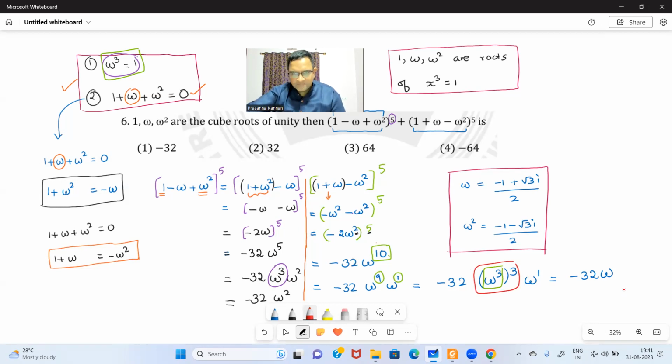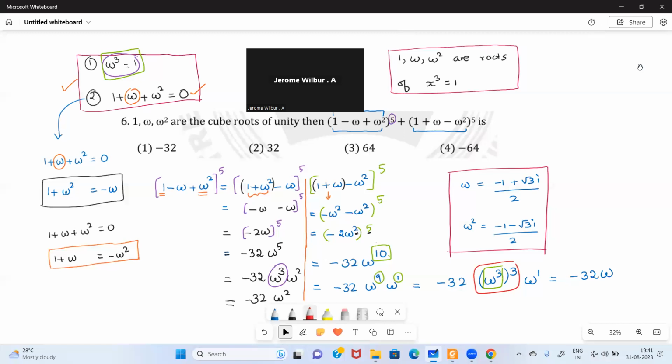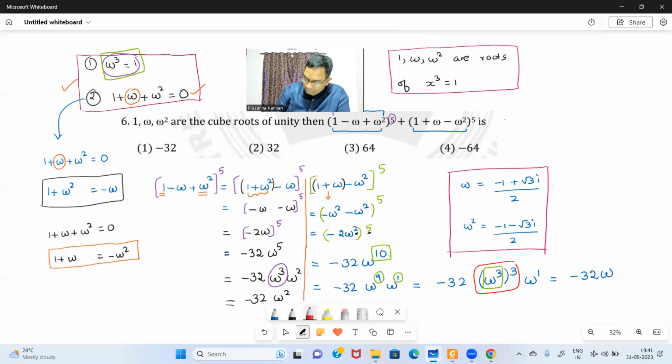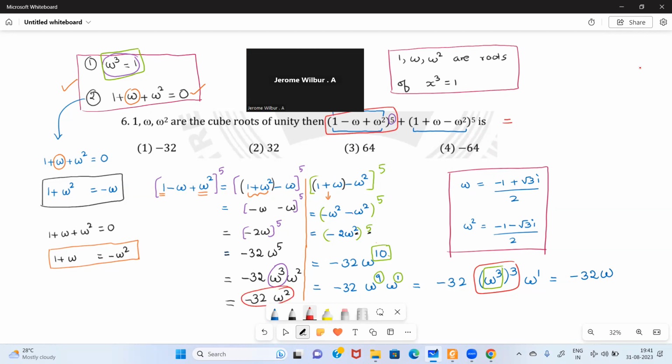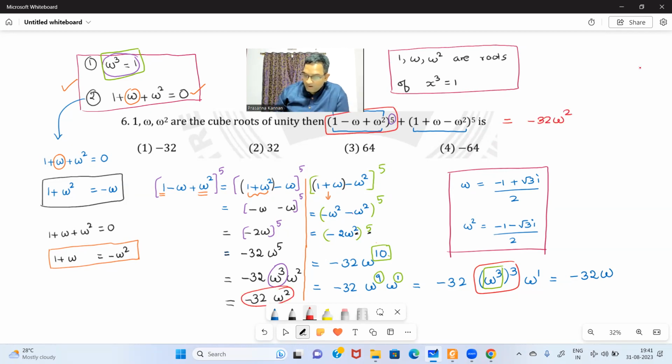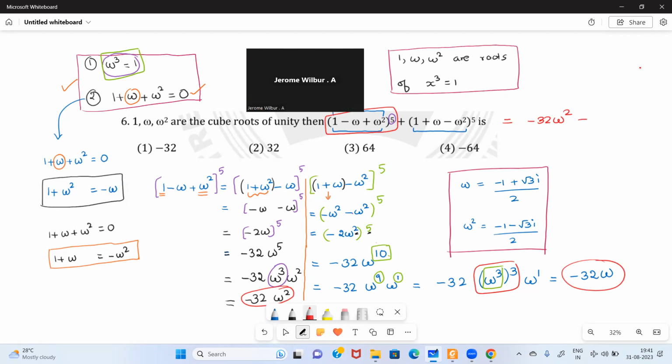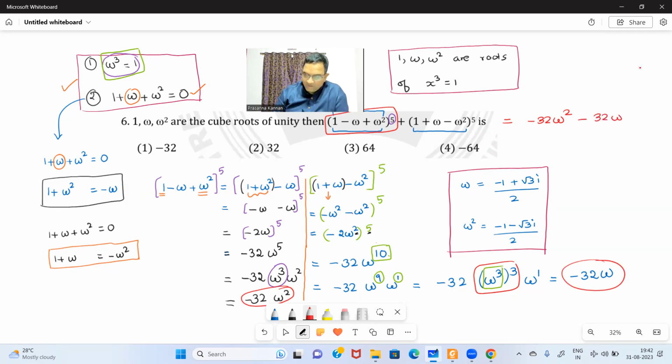Can I have a response, students? Yes, sir. So what is this going to be equal to? This part is nothing but, come on, tell me, what did we get? Minus 32 omega square. And what is this part? The second part. Minus 32 omega. Exactly. Now, from both these, I can take minus 32 outside.